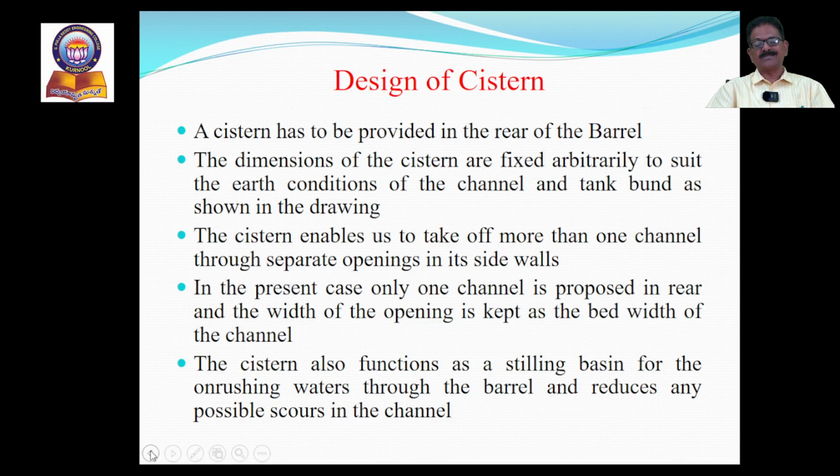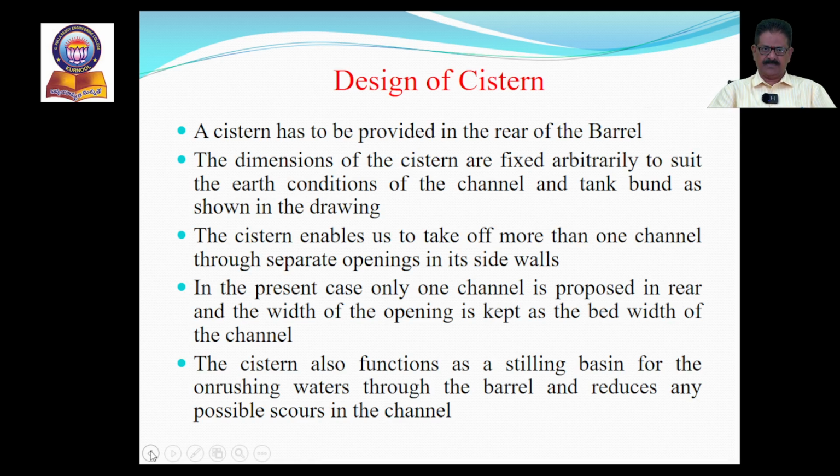A cistern has to be provided in the rear of the barrel. The dimensions of the cistern are fixed arbitrarily. There is no specific methodology or procedure to fix the dimensions. But we have to see the earth conditions of the channel and tank bund as shown in the figure. So according to the existing conditions and the given data, we have to fix the size of the cistern arbitrarily.